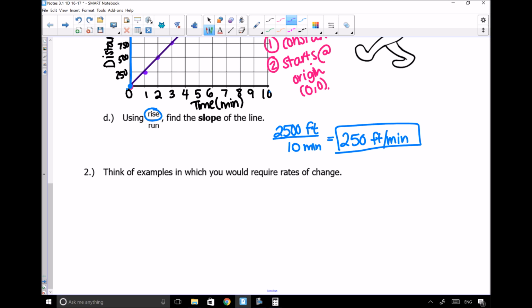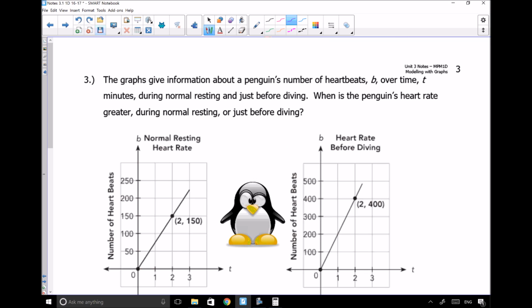Now, in question number 2, it says, think of examples in which you would require rates of change. I want you to think about this on your own, and then come with a couple examples next time I see you in class. An example that we had here was feet per minute. There are times in real life where you use rates of change all the time. Just make sure it's something per something. Feet per minute would work. Anything else that would be something per something, I would take.